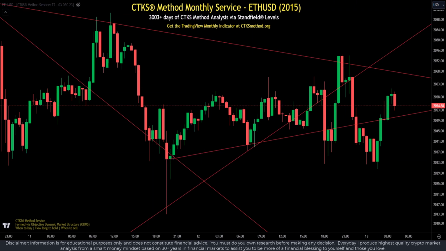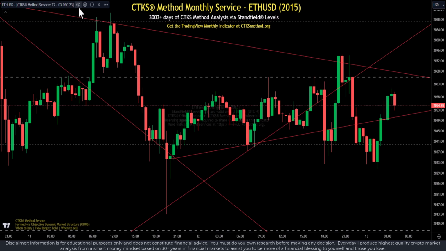Institutions, when they trade billions of dollars, are not prepared to do that because they would get sued by their investors. This is why institutions have large research departments. It's not by mistake. But where are the structural support and structural resistance levels, or so-called CTKS structure? We can see it's right here.